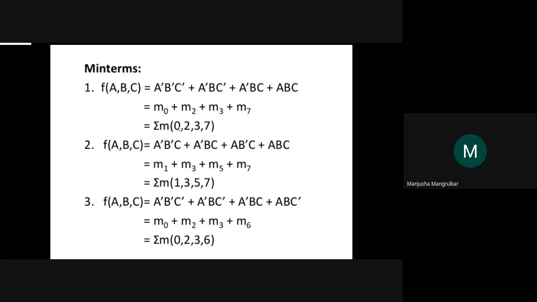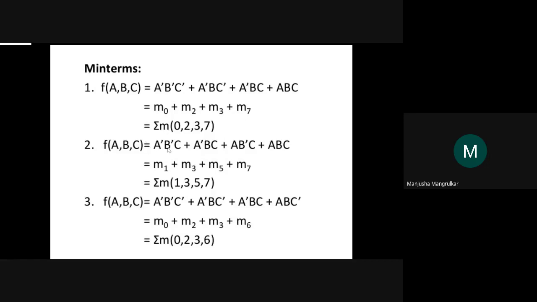What are the functions there? 0 2 3 7. If this is given, you need to form this equation. If this equation is given, you need to form this. So this is what? A sum of product, SOP.